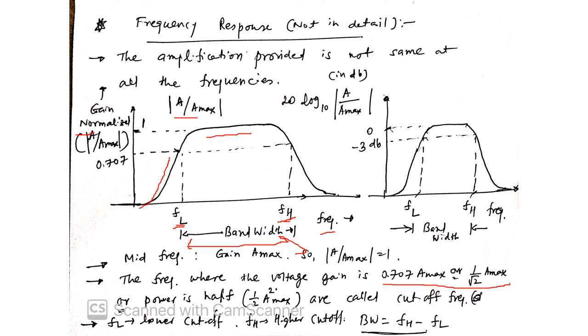Okay, so this is a similar curve that has been shown on the log scale, that is 20 log A by A max. Okay, so with respect to the log curve, the maximum gain is indicated by 0, and anything which is less than 1 is negative on the log scale. So corresponding to 1 by root 2 of the maximum voltage gain, that is minus 3 dB voltage gain. So minus 3 dB shows FL and FH. Okay. Okay, so there is one important relationship.